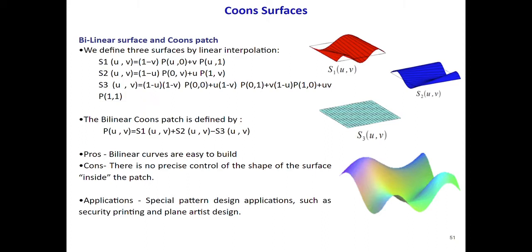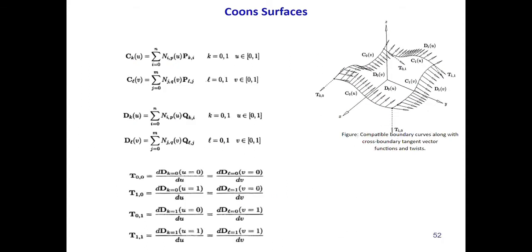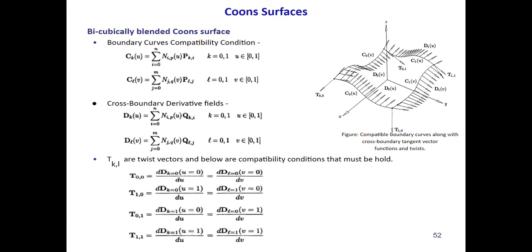Now we'll move ahead to our bicubic blended Coons surface. So how do these surfaces come into existence? If two bilinearly blended Coons patches share a common boundary curve, they only represent C raised to power 0 continuity across that boundary, which finally means that the combined surface will have a crease over the common boundary.